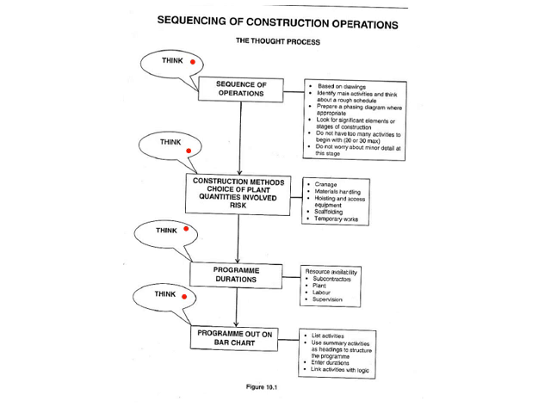So whenever you're sequencing construction operations, you first have to sequence your operations. You list all the items that you're going to do. You base it on your drawings, identify activities, and you think about how it's done. You prepare your phasing diagram, and then you look for significant elements for the stages in the construction. Do not have too many activities. That's something that people usually make a mistake with. You go into so much detail when you're doing your sequencing that you kind of lose the plot. You forget to step back and look at the holistic picture.